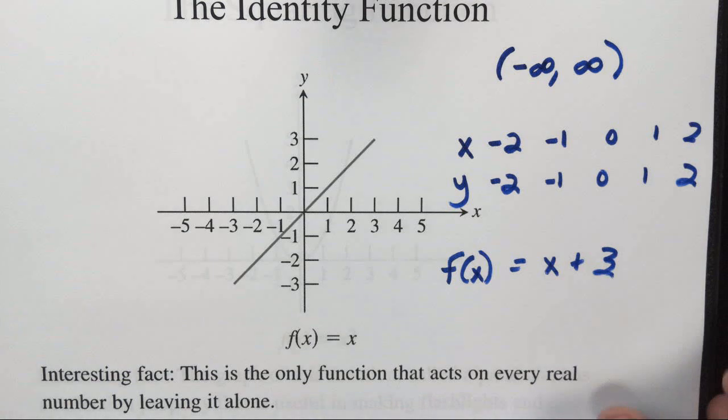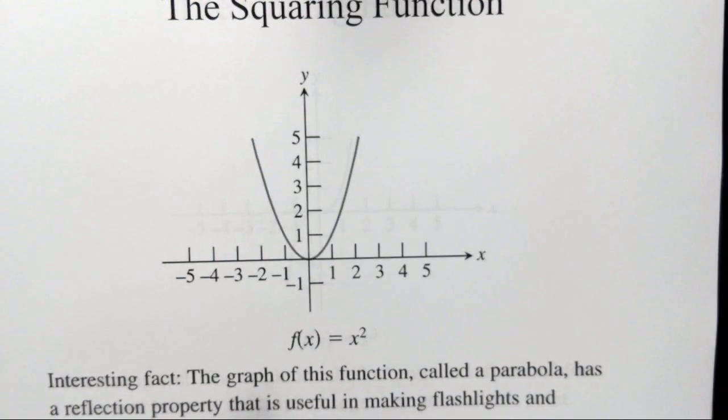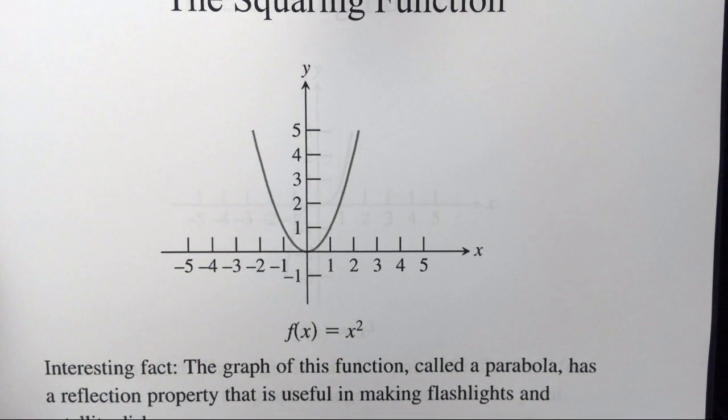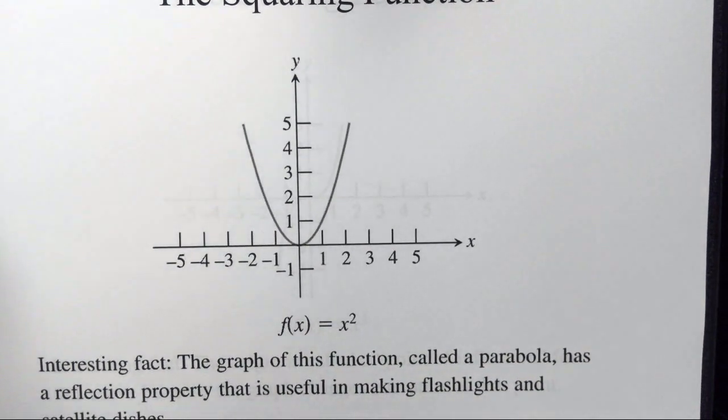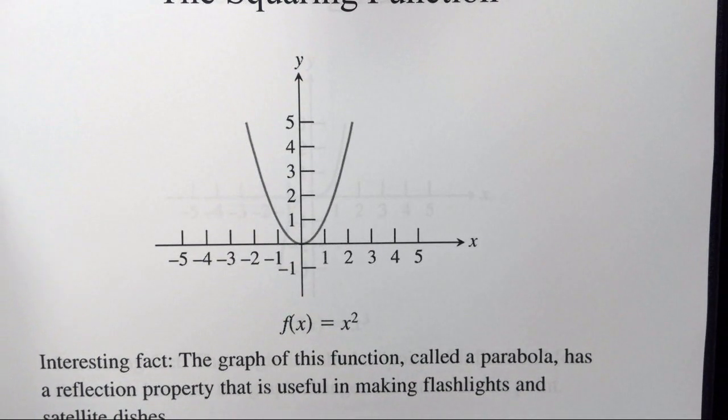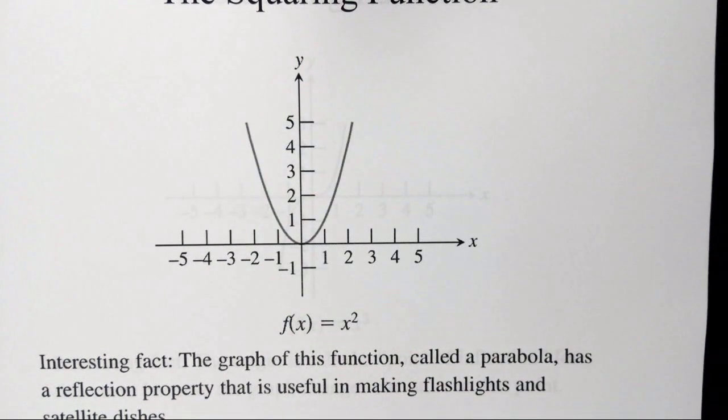All right. So, the next one, the squaring function. First of all, notice what it says. The graph of this function is called a parabola and has a reflection property that makes it useful in making flashlights and satellite dishes. So maybe over the last week we've probably had to use flashlights that we don't think twice about. But the reason those work the way they work is because of a parabolic function that was used in designing them, okay?